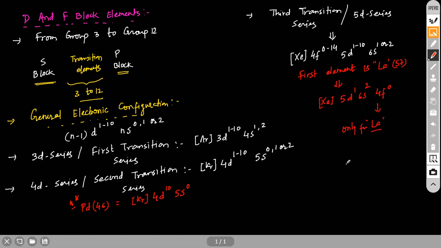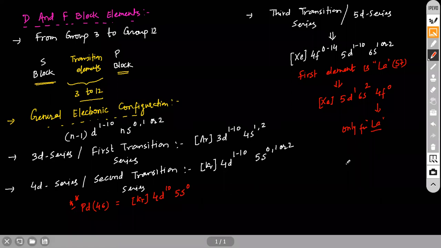After this we have the fourth transition series also, which is the 6d series, in which the electron goes into 6d orbitals. That is not much important. Now, the electronic configuration we have discussed.